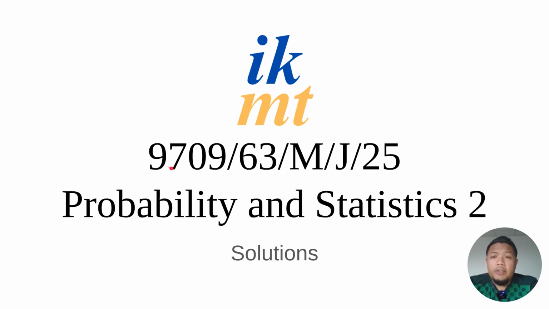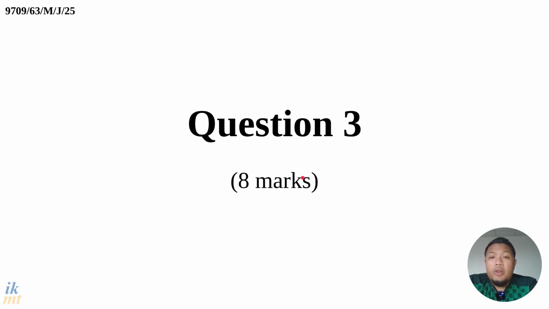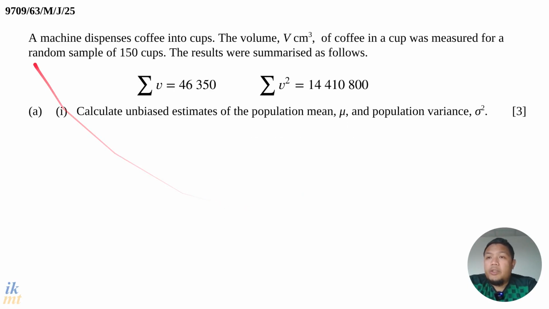And recently I have worked on the solutions for the recently concluded probability and statistics A-level paper, 9709/63 May-June 2025. And so I'm going to continue with discussing the solutions to this paper. We're going on to question 3, which is 8 marks. All right, let's just go on to the question.